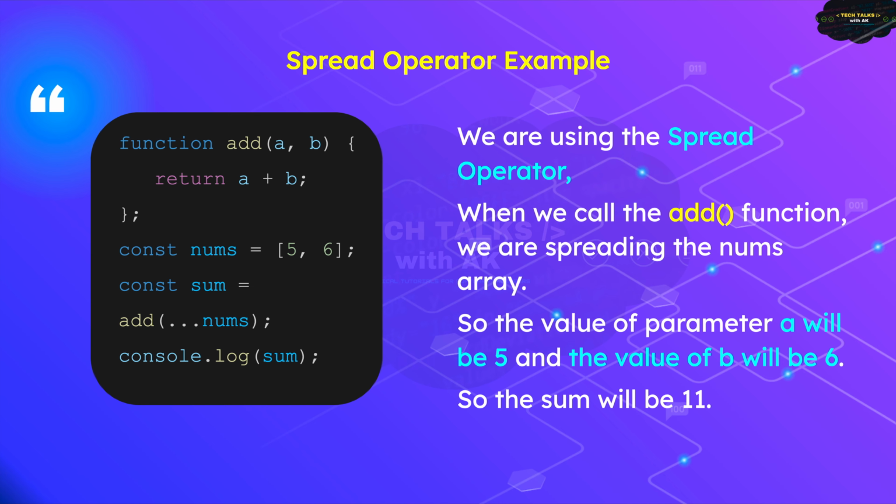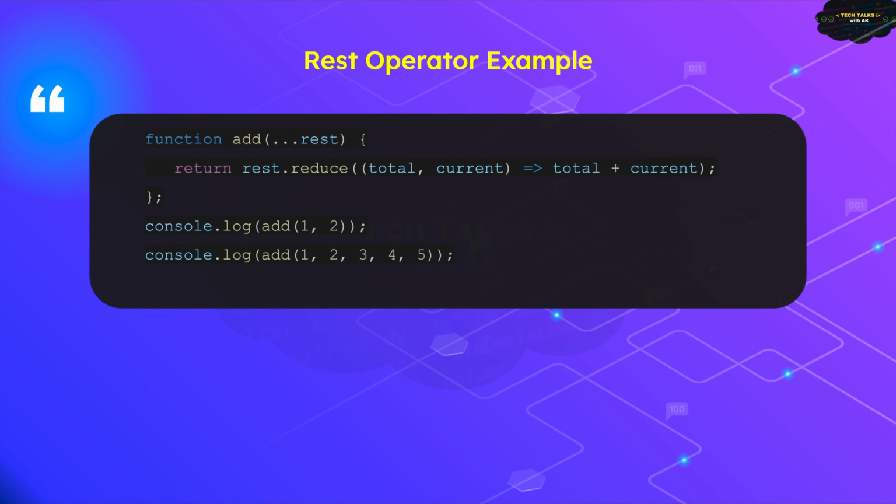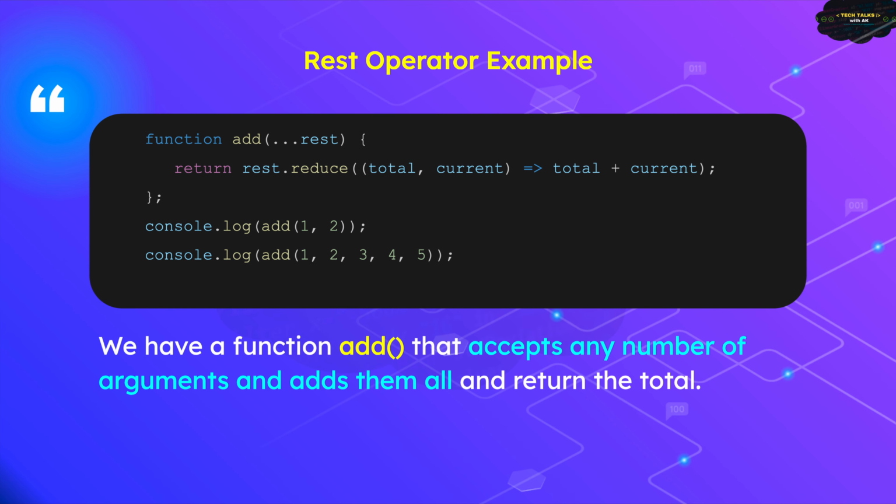Let's look at the example of rest operator as well. So the rest operator example is this. We have an add function that accepts any number of arguments, adds them all and returns the total. In this case, when we call add 1 2, this 1 and 2 will go here and it will just add these numbers and return 3. If we call add 1 2 3 4 5, all these parameters will go to the add function and it will return the sum of all of them. Let's look at another example of rest operator.